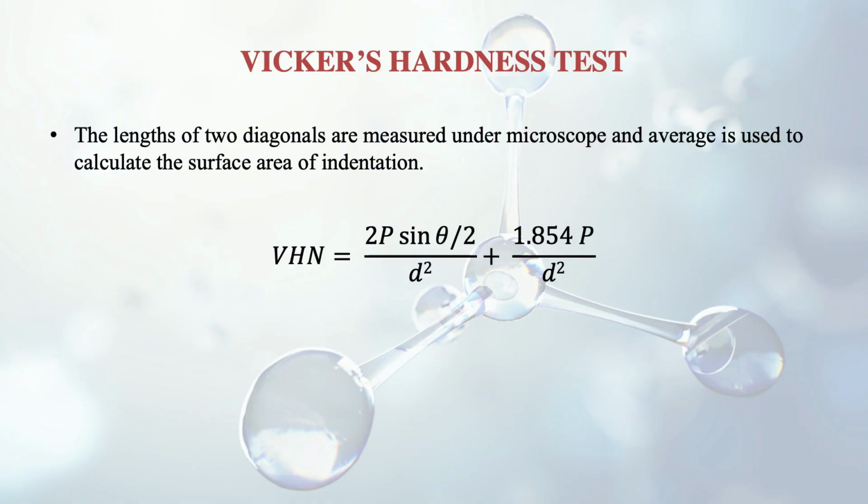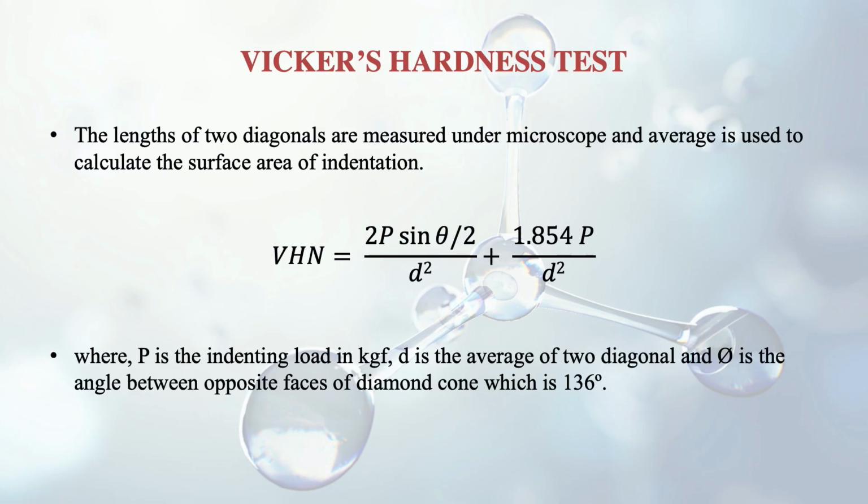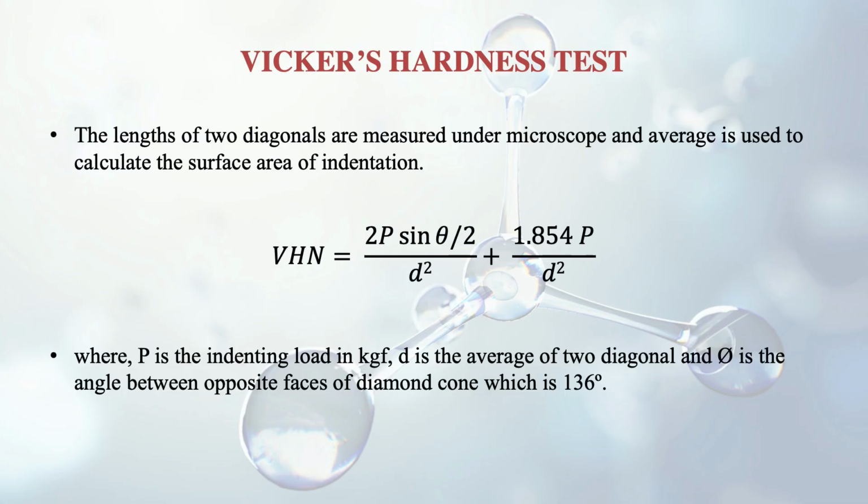So VHN is given as 2P sin(theta/2) divided by d squared, which is approximately 1.854 P by d squared. So what are the symbols here? P is the indenting load in kg force, d is the average of the two diagonals. See, there were two diagonals you saw in that diamond pyramid indenter, and theta is the angle between opposite faces of the diamond cone, which is 136 degrees as shown in the earlier figure.